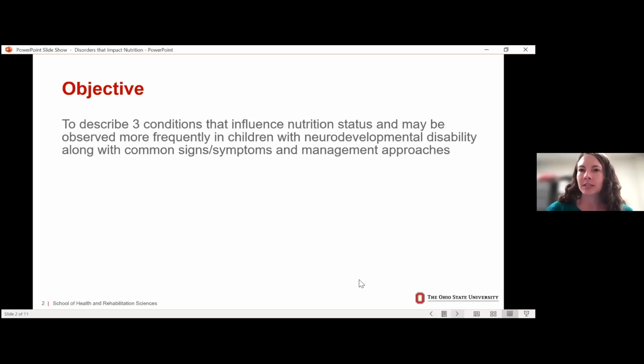And these are my key objectives. There's a lot of disorders that can impact nutrition. So I'm going to be basically describing 3 different conditions that can influence nutrition status and can also be observed more frequently in children with neurodevelopmental disabilities, along with their common signs, symptoms, and management approaches.